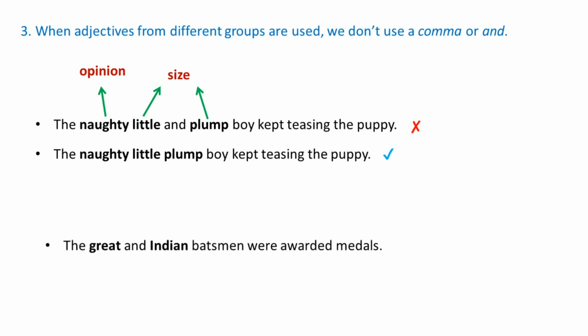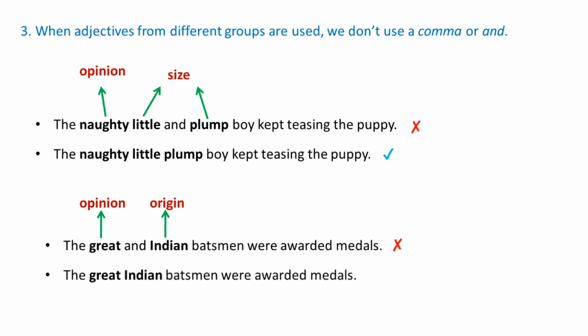Another example will be, the great and Indian batsmen were awarded medals. As soon as we hear this sentence, something sounds odd. That is the conjunction and used between great and Indian. That doesn't sound correct because the adjectives belong to different groups. Great belongs to the group of opinion. Indian refers to origin. Therefore, this sentence is wrong. We need to use it like this. The great Indian batsmen were awarded medals. So this sentence is right.